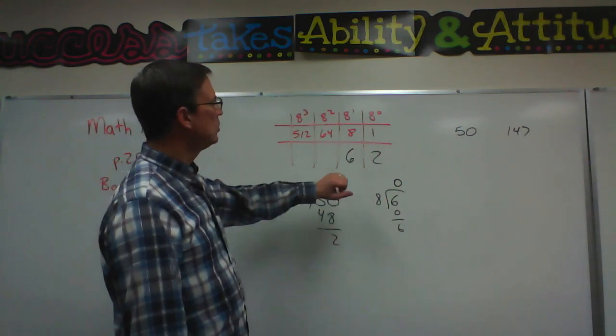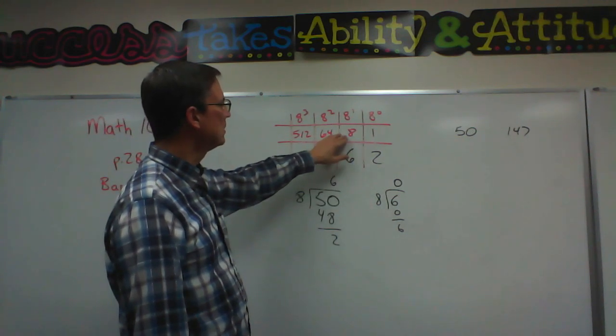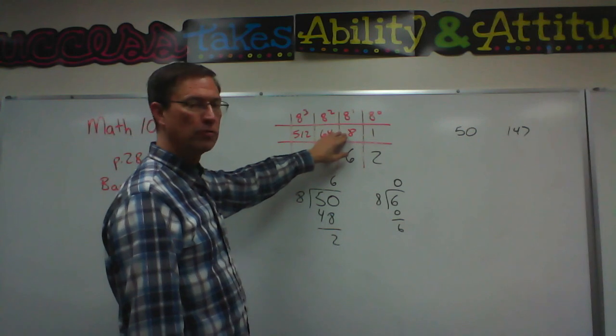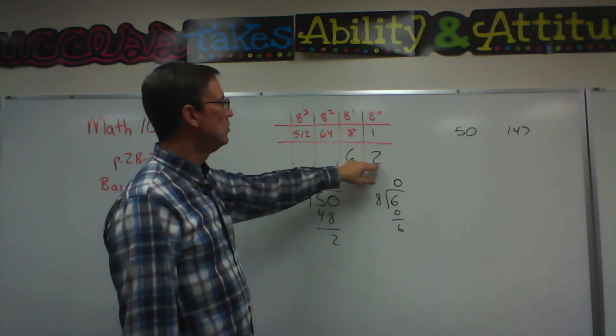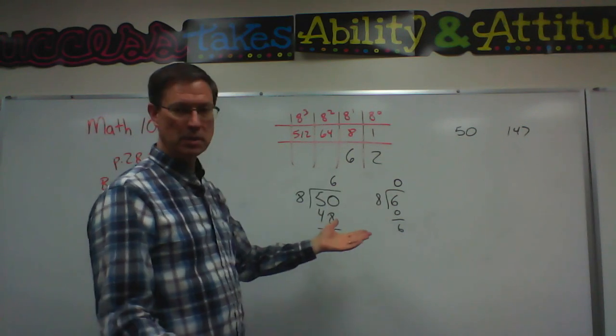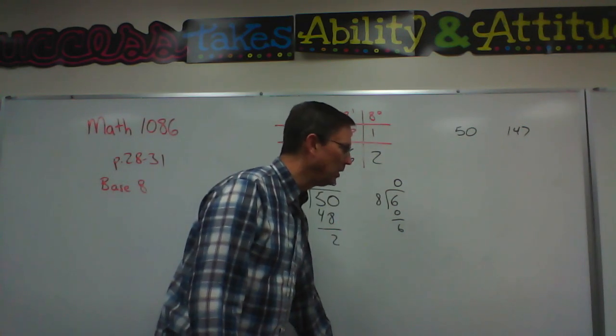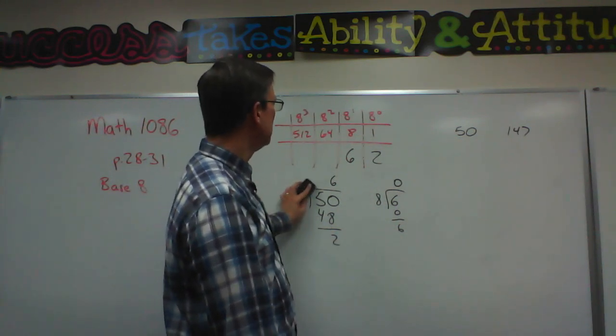Now let's just check it and see how this works. This is telling me that I have 6 8s. What is 6 times 8? 48. And then 2 times 1 is 2. 48 plus 2 is indeed 50. Okay, so it works. It's a relatively easy procedure to go through.